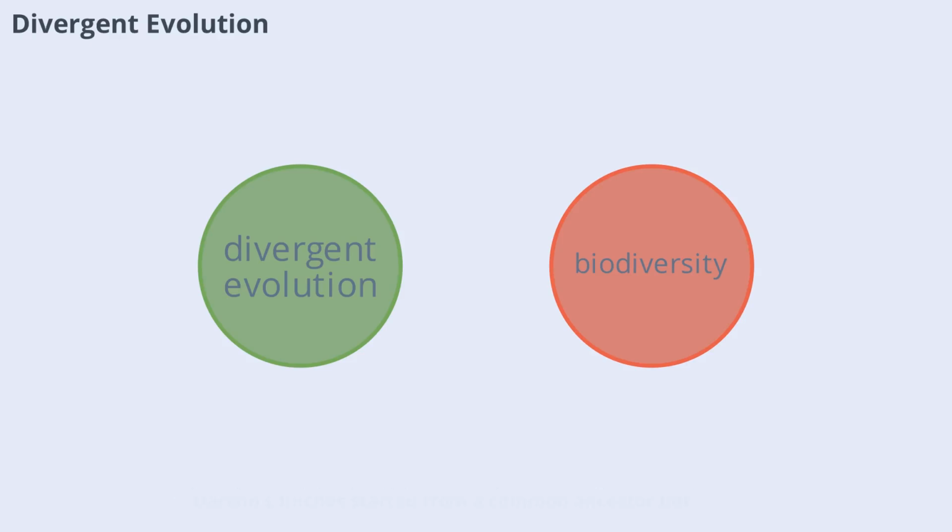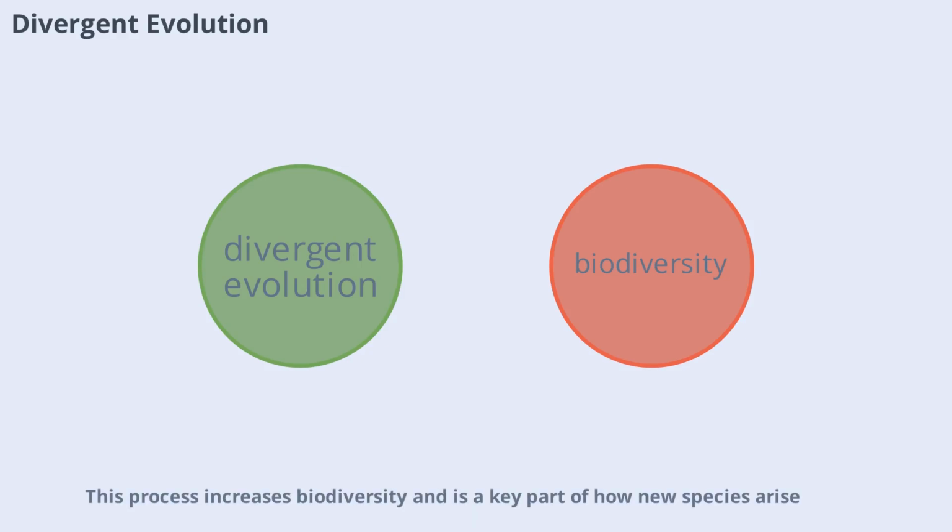For example, Darwin's finches started from a common ancestor but evolved into many species with different beak shapes. This process increases biodiversity and is a key part of how new species arise.